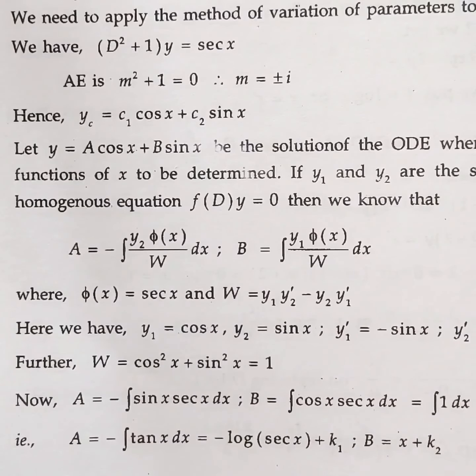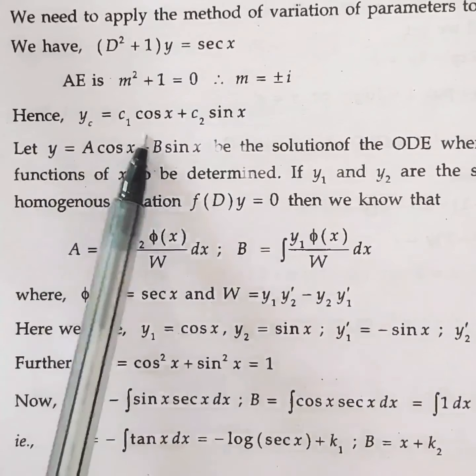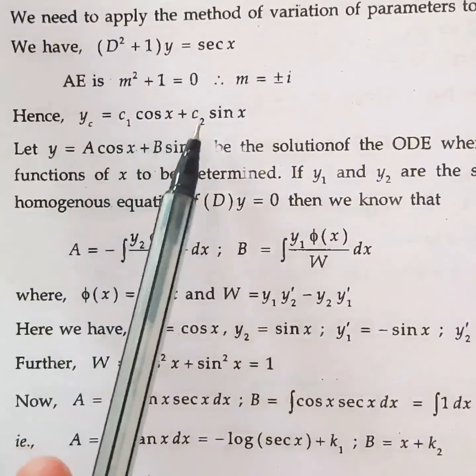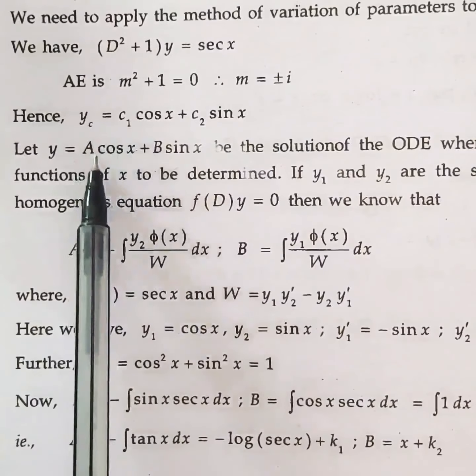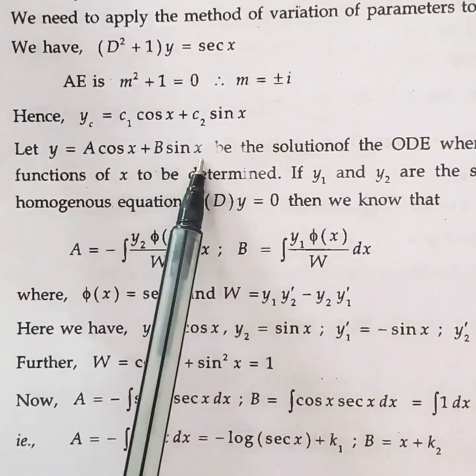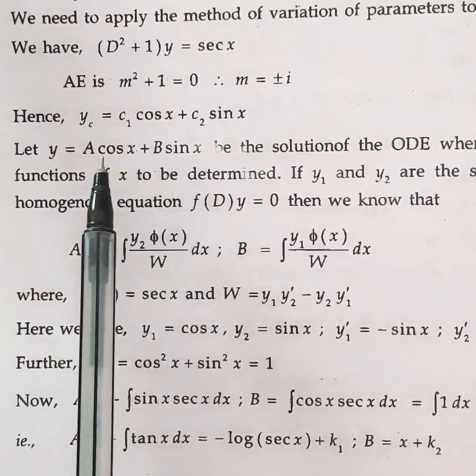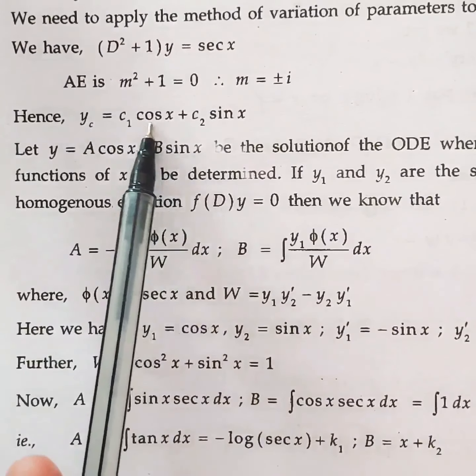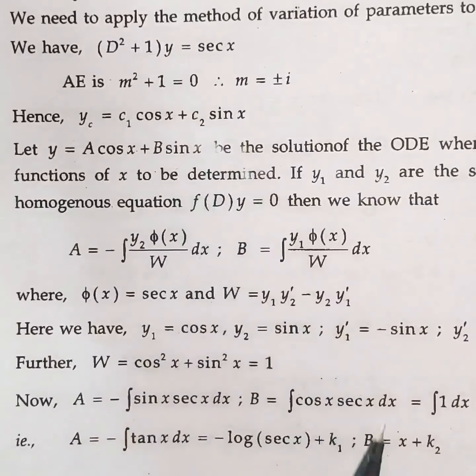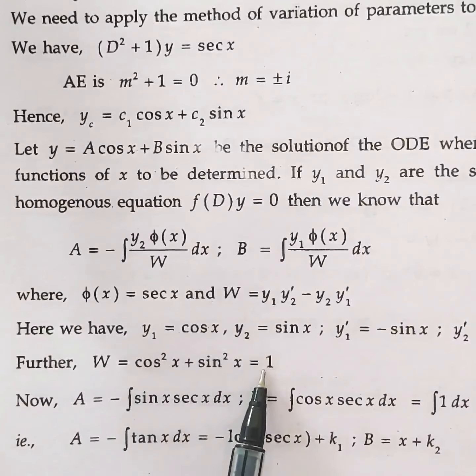So once we got these two values, now we have to calculate a and b, because once we got this c1 cos x plus c2 sin x, we assume that a cos x plus b sin x is the complete solution. So we have to find a and b and substitute here. So this is y1, this is y2.